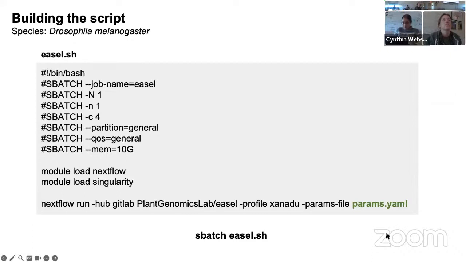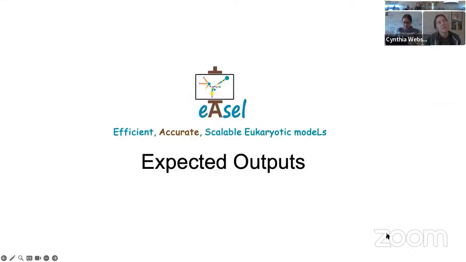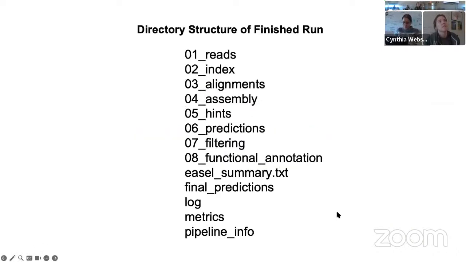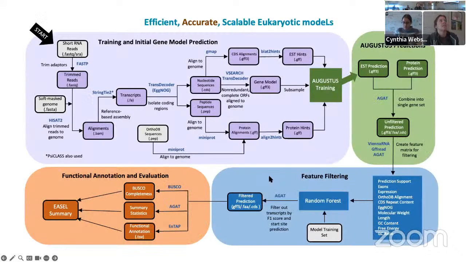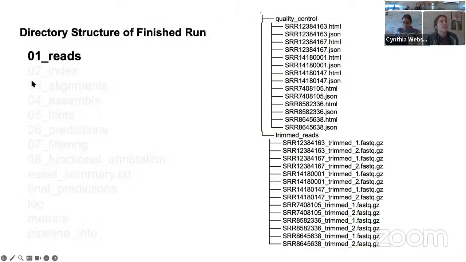So what are the actual outputs of EASEL? There is going to be a directory structure that looks something like this. It should look like this for everybody, no matter what species you run. But what's actually in these directories? We're going to start by talking about 01 reads. It's kind of intuitive: you hear reads, you think RNA-seq data. This is just a tree of what that directory looks like after running Drosophila.